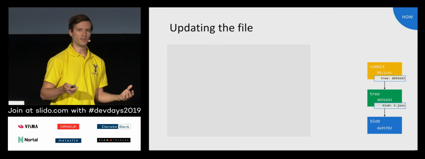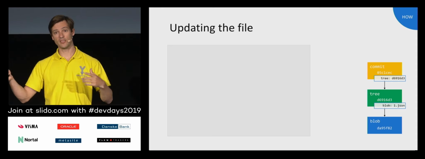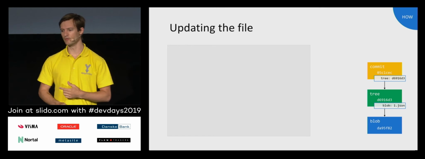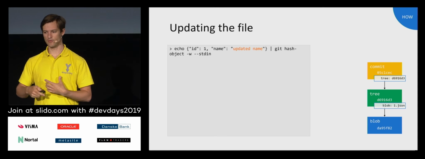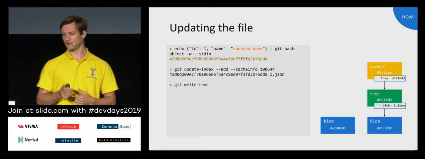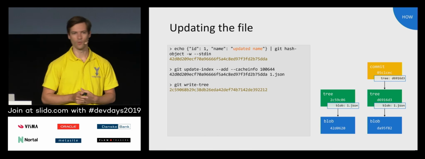Now I want to update the blob. Suppose my JSON value has changed, but as I mentioned before, you can't update that blob directly because it's read-only. So what I'm actually doing is writing a new one, and now when I write the tree, I'm just going to give it the exact same name, 1.json.